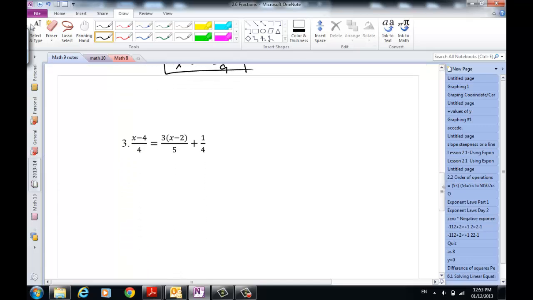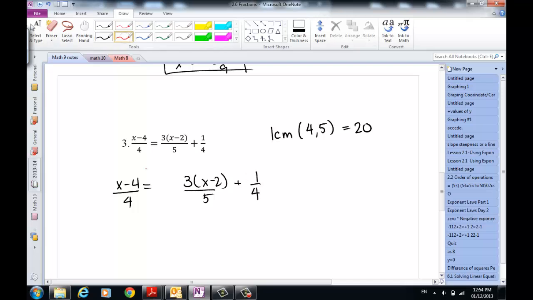Next one, a little bit bigger. I'm going to do it the same method. You could have split it up if you wanted to, but this method takes a lot less time, and it really proves that you understand the rational expressions unit as well. So my lowest common multiple between my denominators of 4 and 5 is equal to 20. So I'll write this down. I've got (x minus 4) over 4 is equal to 3 multiplied by (x minus 2) over 5 plus 1/4. Now I'm bracketing both sides, and I'm multiplying by 20.